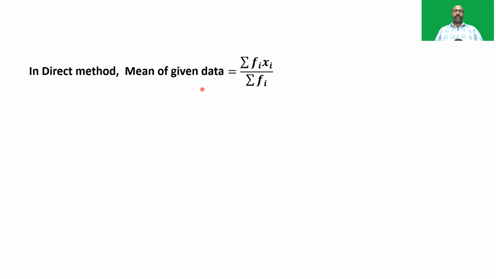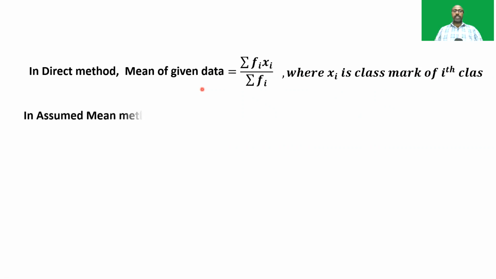In the previous class, we discussed the fundamentals of statistics like grouped data, ungrouped data, frequency, like that. And also, we learned how to find the mean in various methods. In the direct method, the mean of given data is equal to sigma fi xi by sigma fi, where xi is the class mark of the ith class.